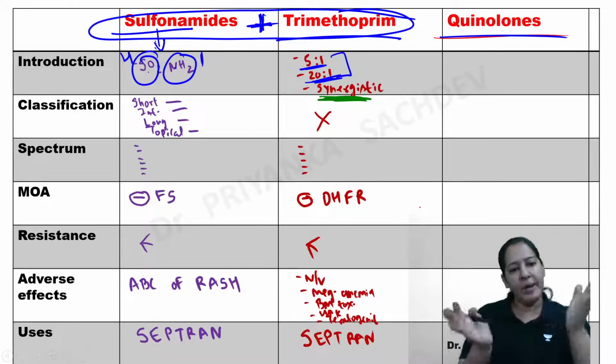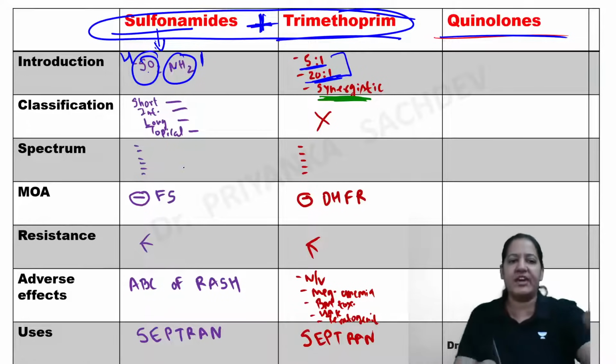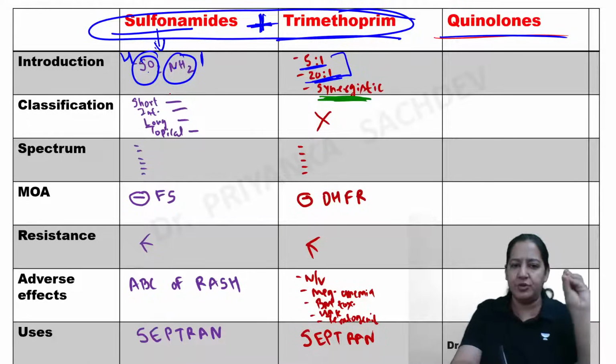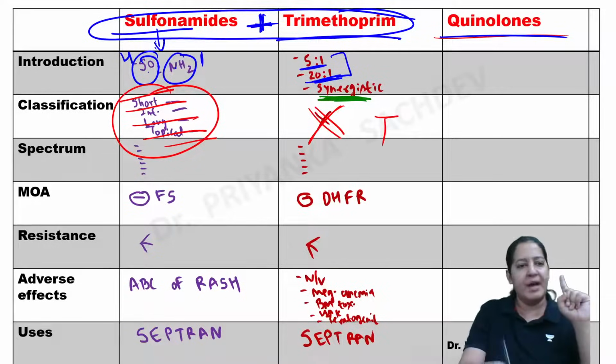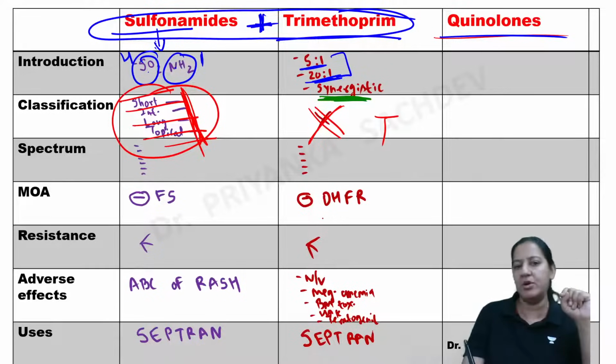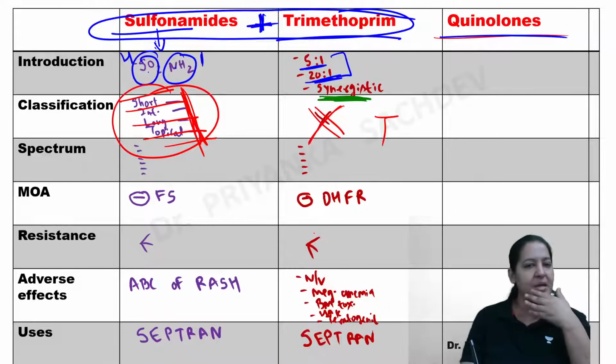So the introduction is over. Coming to the classification, we have done the classification. Sulfonamides are divided into 5 categories: short acting, intermediate acting, long acting, topical, and special. But trimethoprim doesn't have any classification. It is only one drug, trimethoprim. Here I am not repeating the classification. I guess everyone knows it. We have learned it well. Give me a thumbs up.